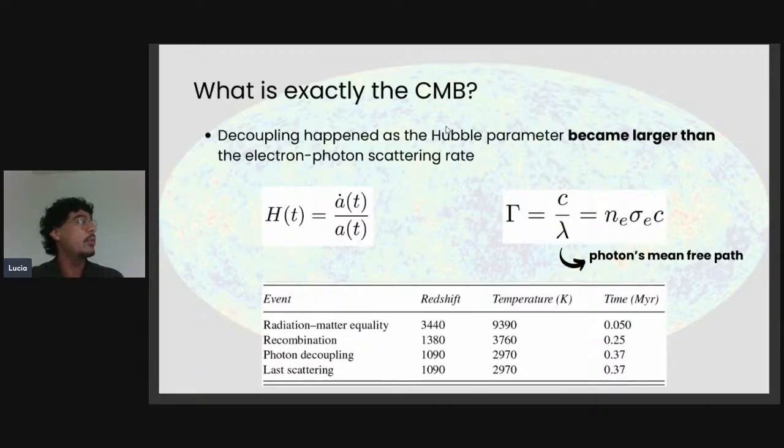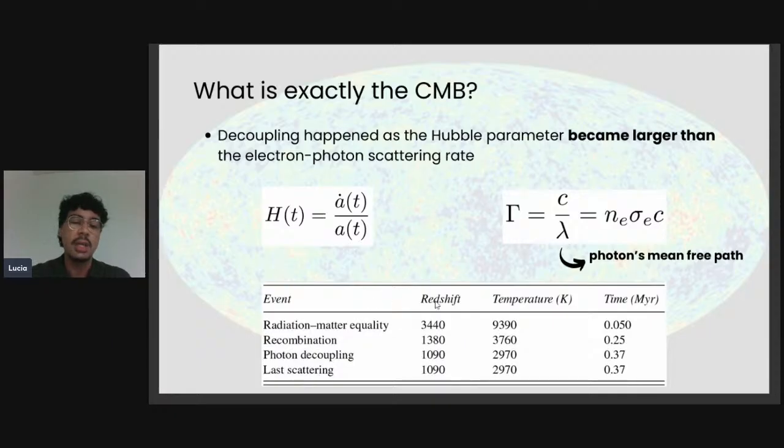But there was a moment when the Hubble parameter, a function of time that grows with time and tells us the rate at which the universe expands, became bigger than the electron-photon scattering rate, this one on the right, which is inversely proportional to the photon's mean free path. That is the maximum path the photon can travel before scattering with an electron. So that's what tells us when the universe became really transparent.